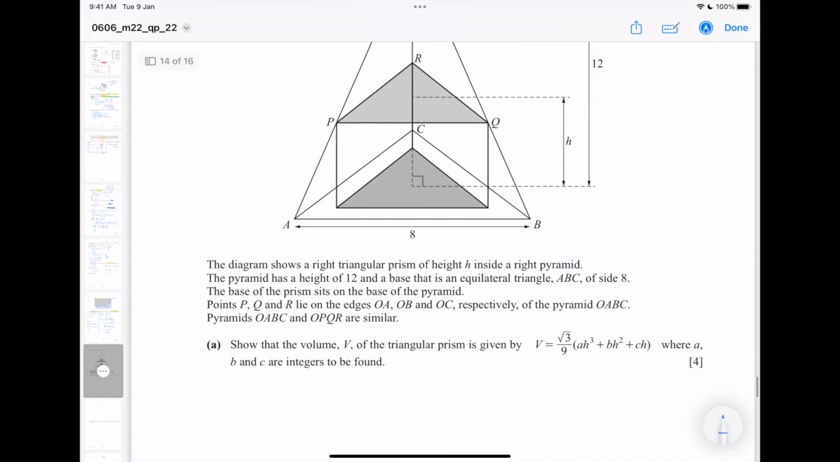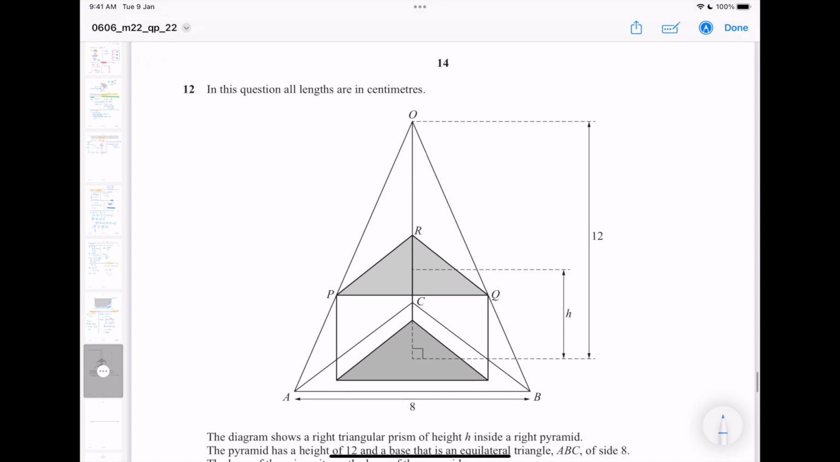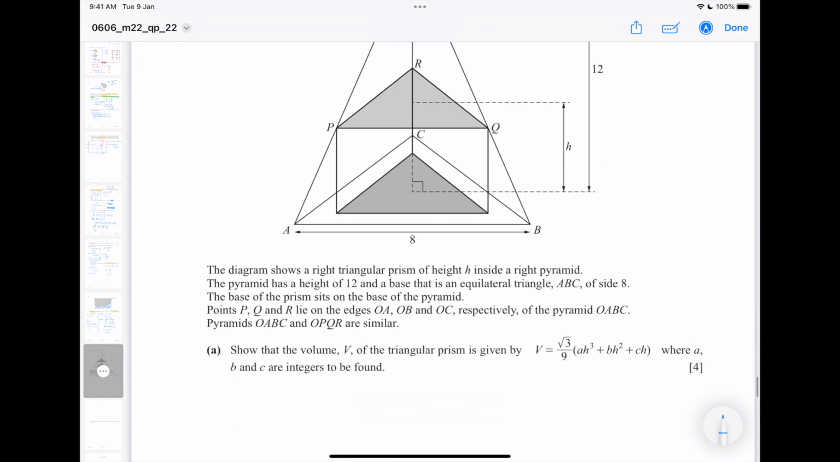Last two questions. All lengths are in centimeters. The diagram shows a right triangular prism of height h inside a right pyramid. The pyramid has a height of 12 and the base is an equilateral triangle. Pyramids are similar, which is very important.